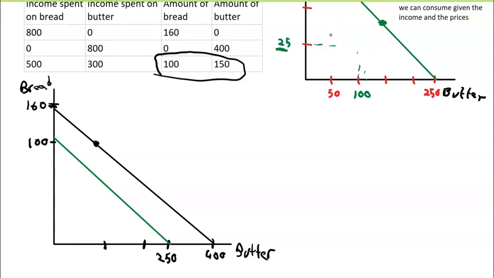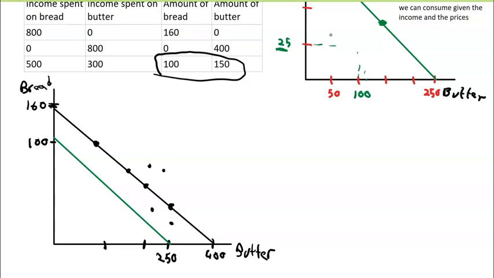Now, points like here are now affordable, and points up here were not affordable and still are not affordable, and points on the black line are the maximum we can afford given the new income, which is $800.